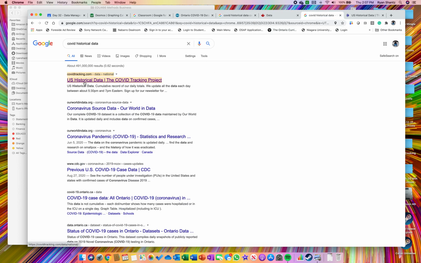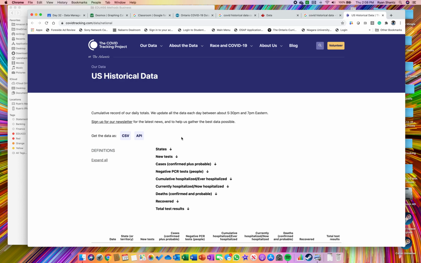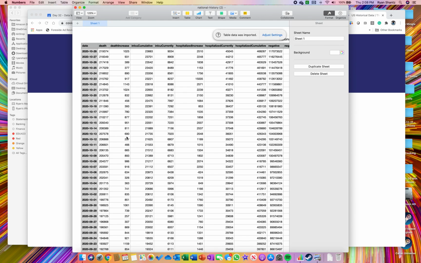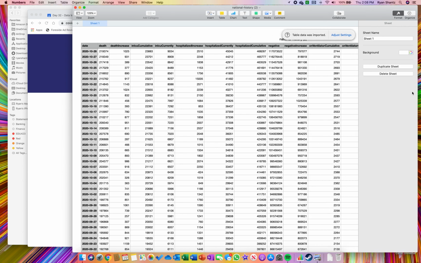Then I found that the U.S. has really good data on COVID tracking. They actually have a COVID tracking project. When I click on this link here, it brought me to this page, and you'll see I can get the data as a CSV file. I click on that. That essentially means kind of like a spreadsheet. And here's my data. It's kind of messy though.